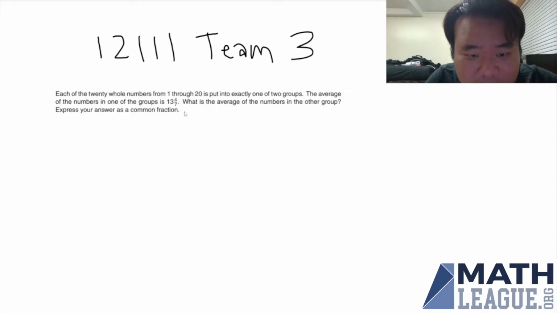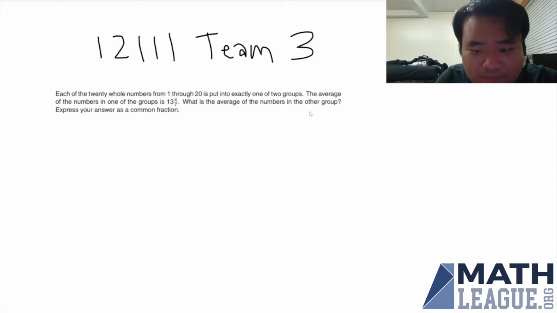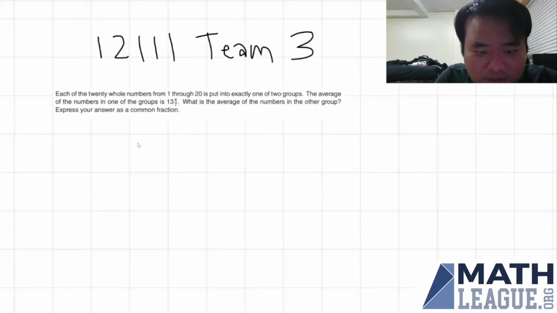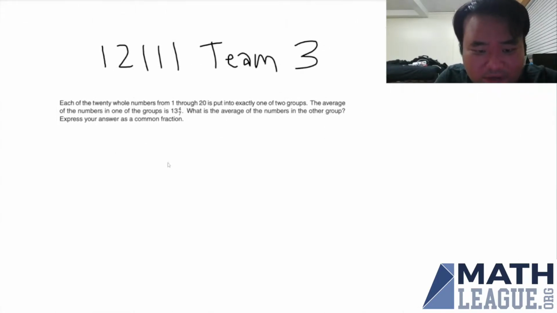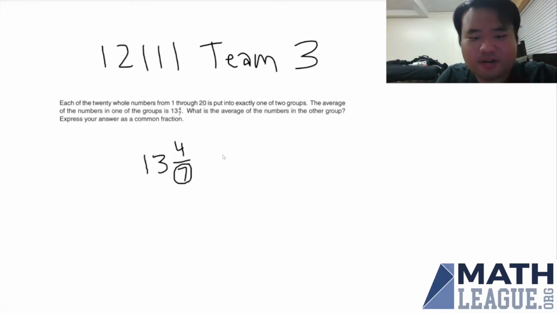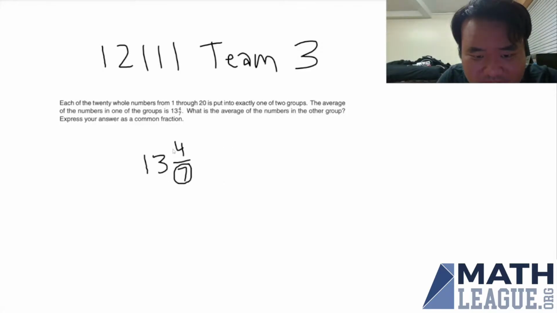Well, this may seem kind of difficult at first, but we know that we're looking at the average of the numbers in one of the groups. And because the average is something divided by the number of elements in the group, we take a look at the number and we notice that the denominator is 7. And this means that the only way this can happen is if the number of elements in this group is either 7 or 14. Okay, so now we test each of the cases.